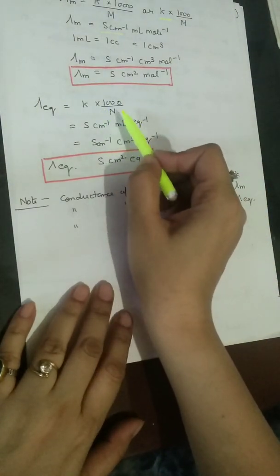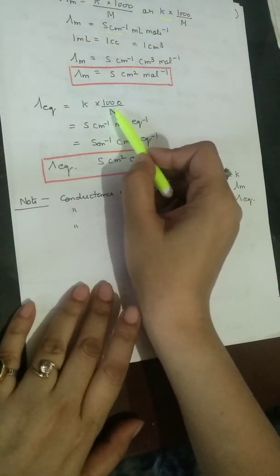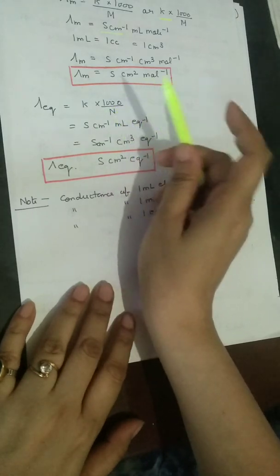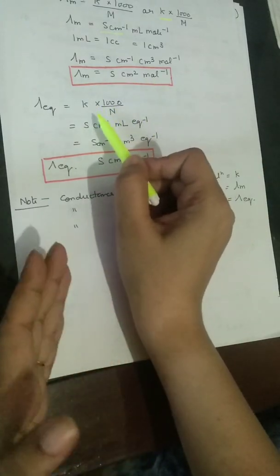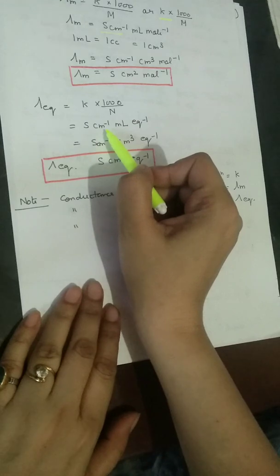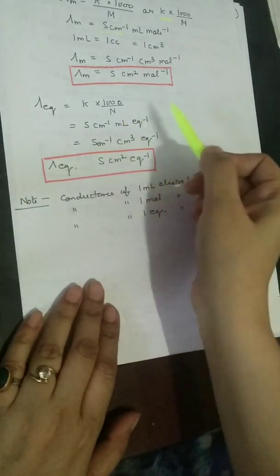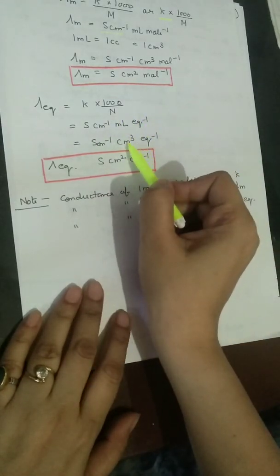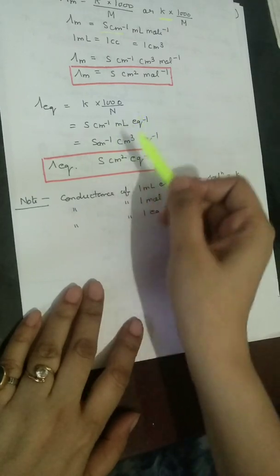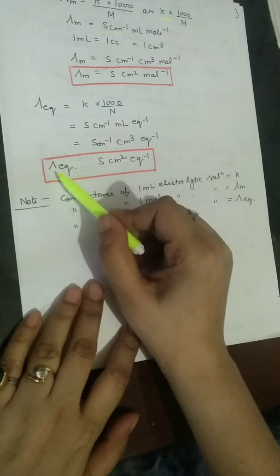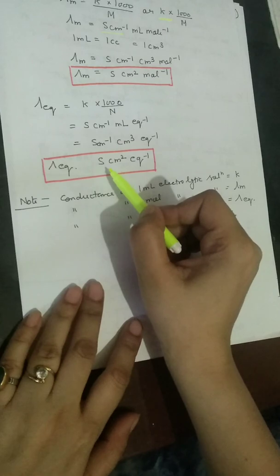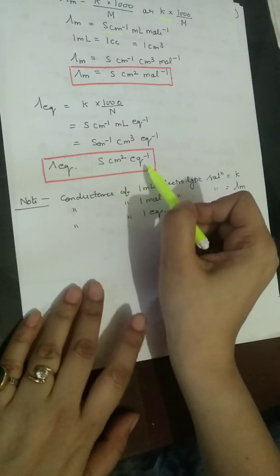Now the molar equivalent conductance. We do the same, only we write normality in place of molarity. So it is Siemens centimeter inverse, ml equivalent inverse. We write centimeter cube in place of ml, so the unit of equivalent conductance will be Siemens centimeter square equivalent inverse.